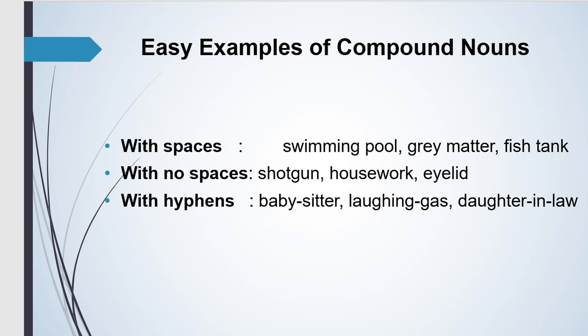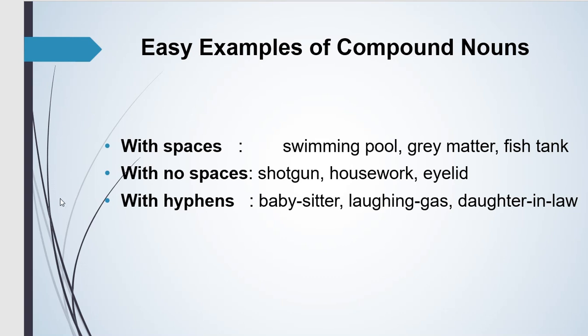Easy examples of compound nouns with spaces. This is the first example for compound nouns with spaces, like swimming pool. Here is the space: we have swimming, then a space, then pool. Like gray matter, fish tank. These are compound nouns with spaces.